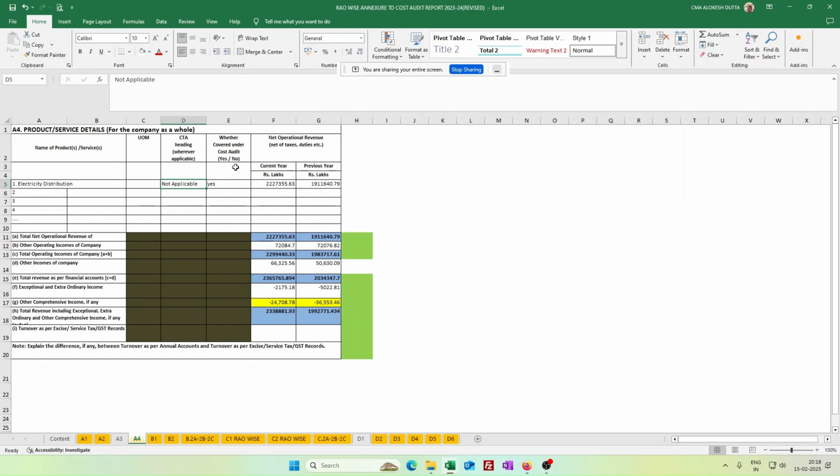Whether covered under cost audit, yes or no? Yes. Now, this is current year figure or previous year figure. Now you will tell from where it has come. This annexure should, rather must, be prepared from the audited profit and loss account. I am opening the company's relevant profit and loss account, and I'll show from where this figure has been coming.